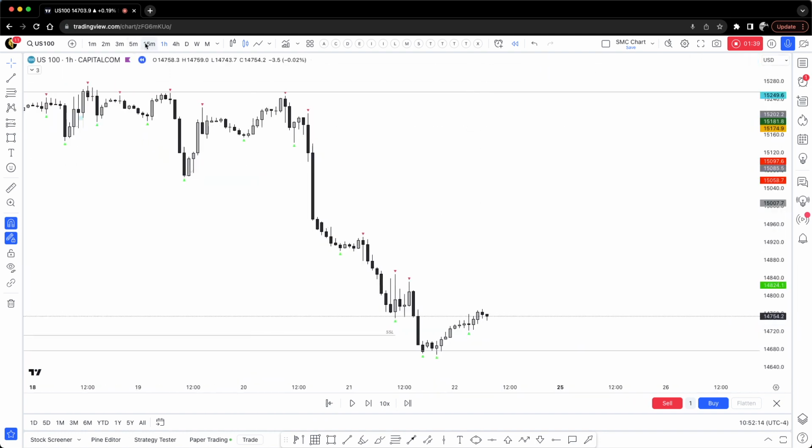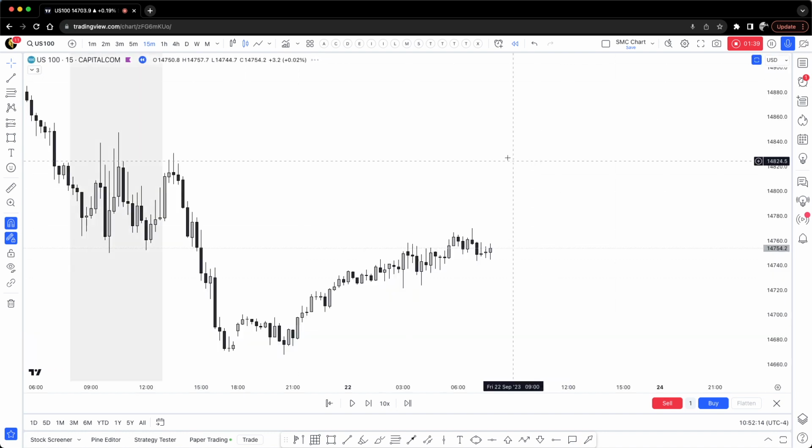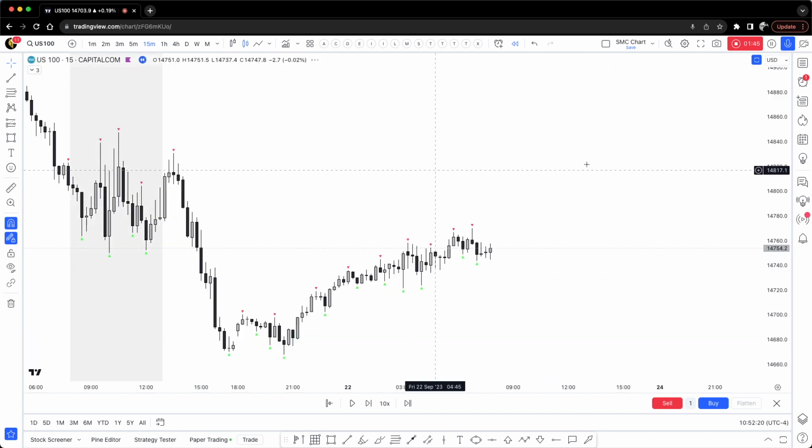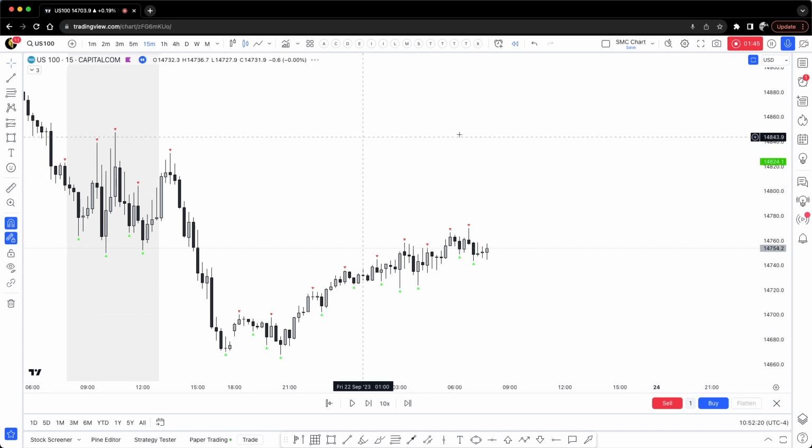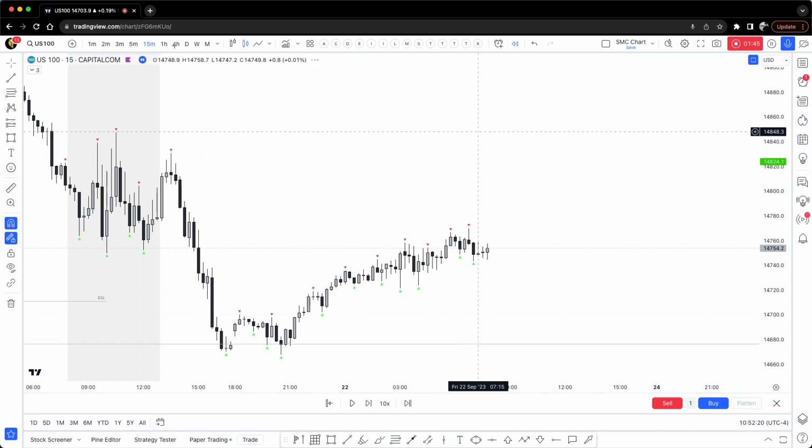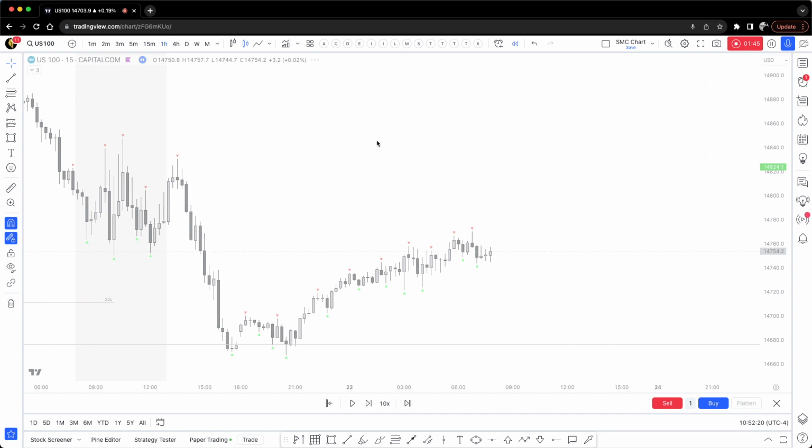You guys know I normally trade New York session. I don't trade any other session. I only try to focus on New York session. So I'm going to tell you what I was seeing here. First, on the 1 hour, there was a zone.